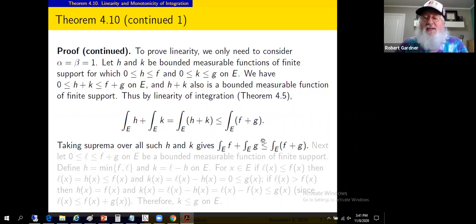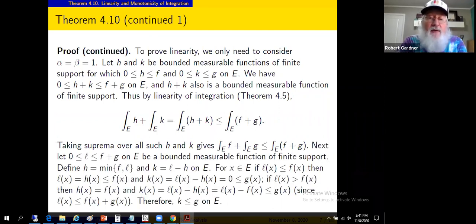So we've got to reverse it. We don't want less than or equal to, we want equality in this. Okay, so we'll have to reverse that inequality. It's a touch trickier than you think it might be.